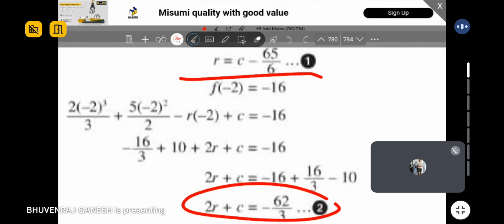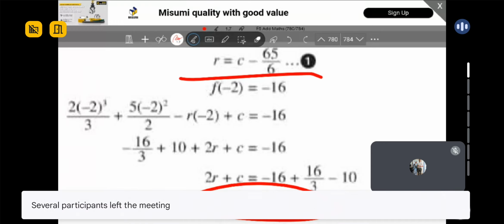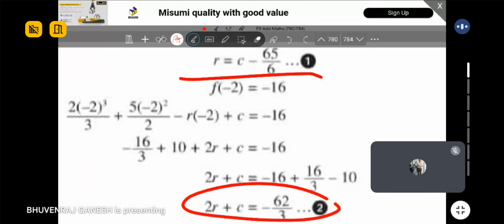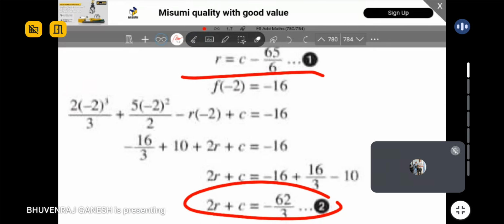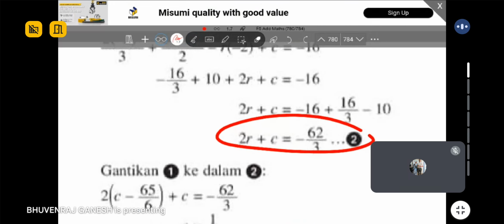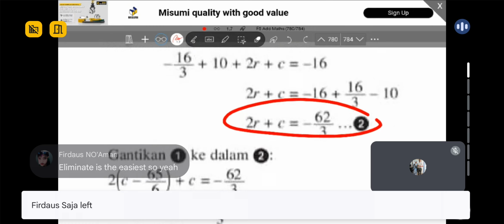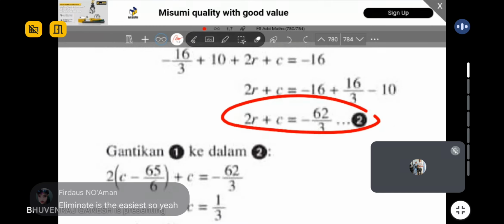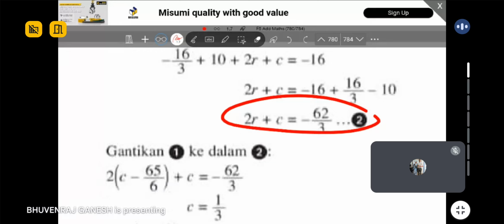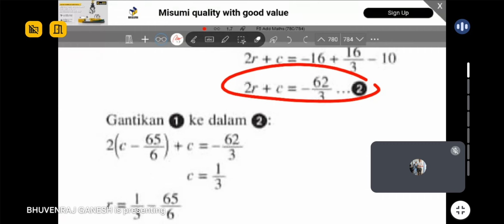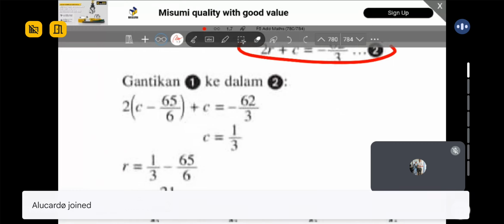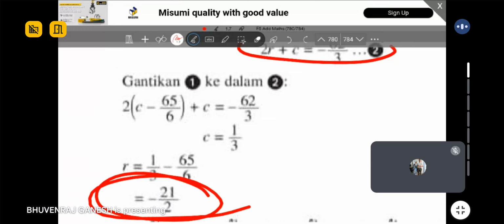Satu, dua. Okay, guys, you can choose now. Substitution or elimination. Kamu boleh guna penghapusan or penggantian. Mana-mana yang kamu rasa selesa. Anything you like. Okay, so for textbook, they use substitution. Okay, penggantian. Some people prefer elimination also. No problem, can also. As long you get the correct answer, jawapan betul. Okay, so C is 1/3, then you will get R. So R value is negative 21/2.